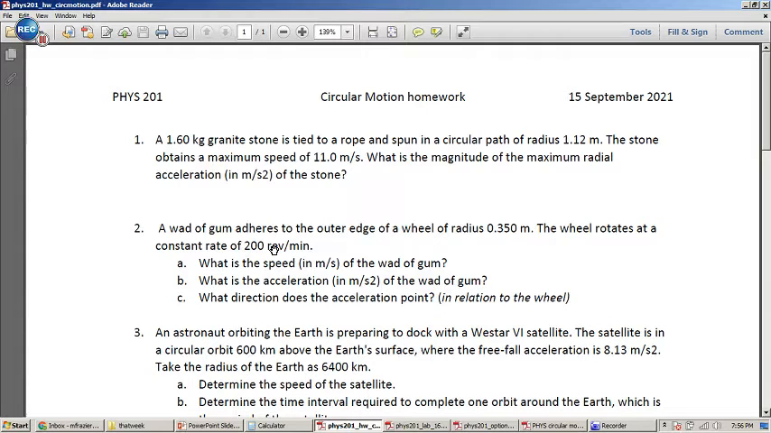One revolution is 2 pi r, and you're told the radius, and then convert minutes to seconds. And so you can get a period out of it. Follow the notes on converting that. And then the speed, v, is 2 pi r over T. The acceleration, a, is v squared over r. And the direction is always going to be towards the center of the circle, in this case, towards the center of the wheel.